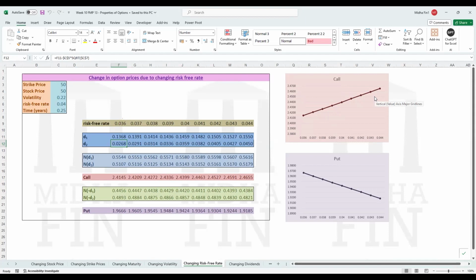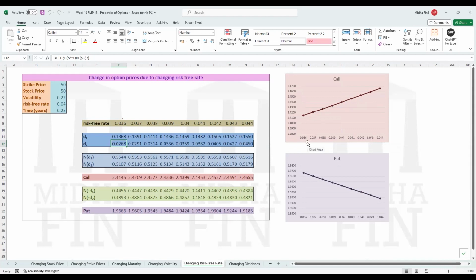Now, I said that when I show you the graph, I want to show you one thing, why people usually do not consider risk-free rate. So you see, in this case, the risk-free rate has changed from 3.6% to 4.4%. That's approximately 80 basis point increase, and it's a huge increase if I'm talking about a very short time span of 0.25 years, that is 3 months. In 3 months, you will usually not see an 80 basis point increase in the risk-free rates. But just see the change that is happening in the option price.